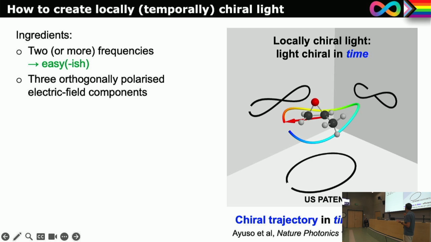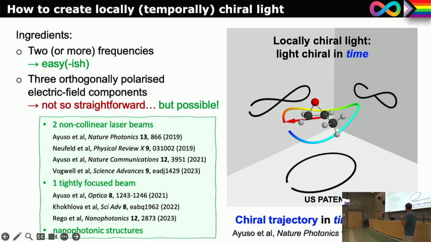And of course, you also need 3 orthogonally polarized electric field components, because if you only have 2, then the polarization is going to be planar. This is not so straightforward, but it is possible, and there are several ways that this can be done. We can do this using non-collinear laser beams, and I'm going to talk about this in a minute. You can also have one laser beam, but in a way that you make it very, very tightly focused, like a sub-wavelength focus, and then the field, because of confinement, acquires a longitudinal component. And you can use this for creating locally chiral light. Or you can go to nanophotonics, and here by structuring matter, you can structure light, again, thanks to confinement.